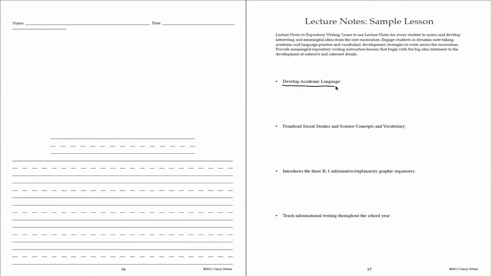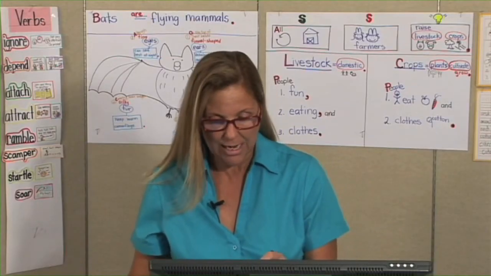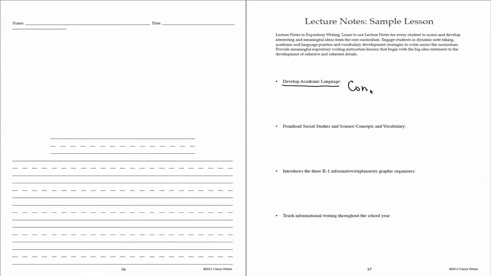First of all, lecture notes will develop academic language, which is critical. If we want our kids to write with more sophistication, they need to have the language. Therefore, develop their academic language. And this takes many rehearsals, much practice, teacher modeling. But that's going to bridge and connect to their own writing. So we want them to develop academic language to connect to their own writing.